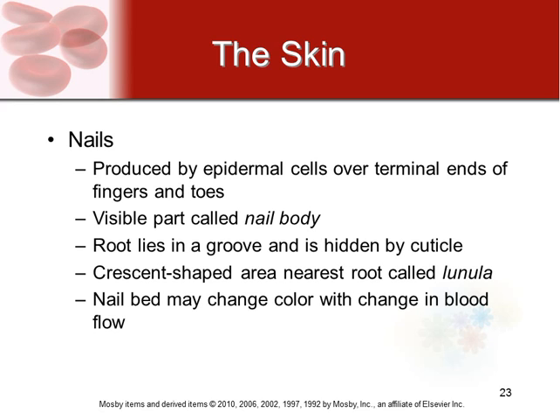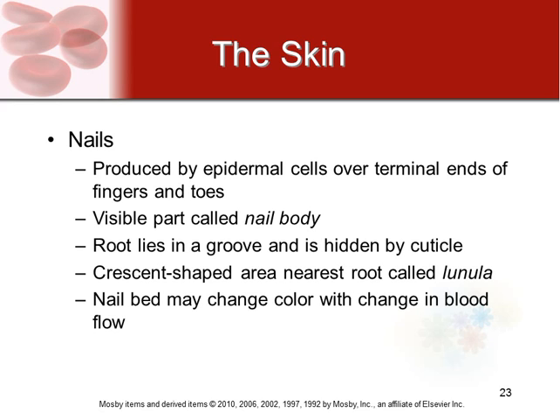So besides just those nerve endings in your hair, you also have your fingernails, which everyone I'm sure is very familiar with. And those are produced by the epidermal cells that cover the terminal ends of your fingers and toes, and they're really there because they're very protective, very hard and sturdy. The part that you see is called the nail body. You actually have a nail root that lies kind of in that groove underneath. It's kind of hidden by your cuticle. And then if you look at your fingernails, you kind of have a little light crescent shape right at the base of it, and that's called your lunula.